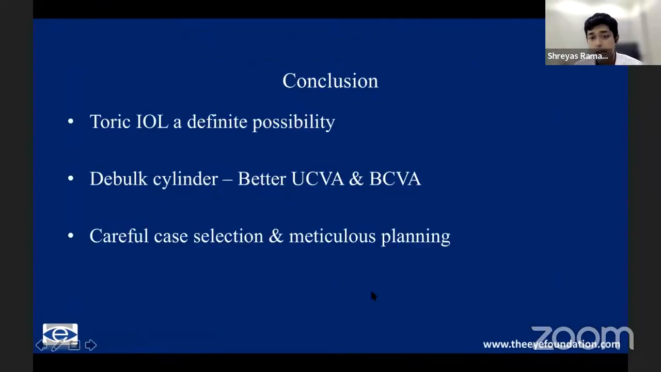So to conclude, toric IOL is a definite possibility, even if the patient has irregular astigmatism. It's important that you meticulously select the case, do a careful planning, optimize the surface before you take them up for a cataract surgery. And again, counseling the patient, explaining to them the purpose of doing a toric IOL in these patients is really to debulk the cylinder, provide a better uncorrected and best corrected visual acuity, whereas we are not aiming for within plus minus 0.5 diopter like we do for our regular set of cataract surgery patients.